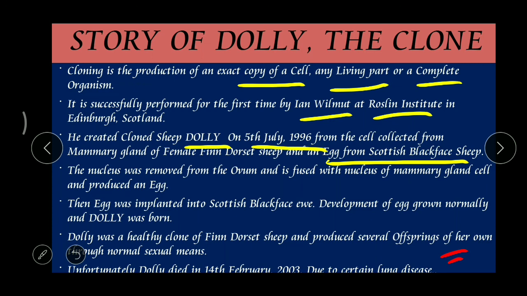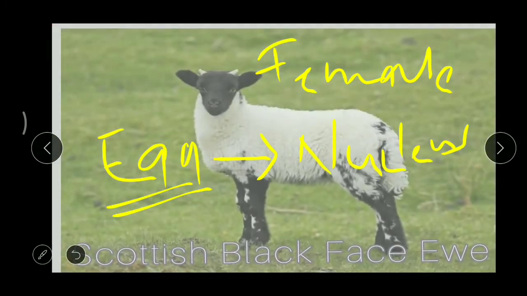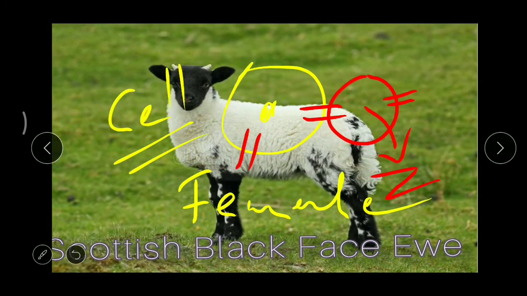So in this way, firstly, which animal was cloned? That is a sheep, and what is the name of that? That is Dolly. Got it, children? With this we come to the end of this session and also this lesson. Thank you very much.